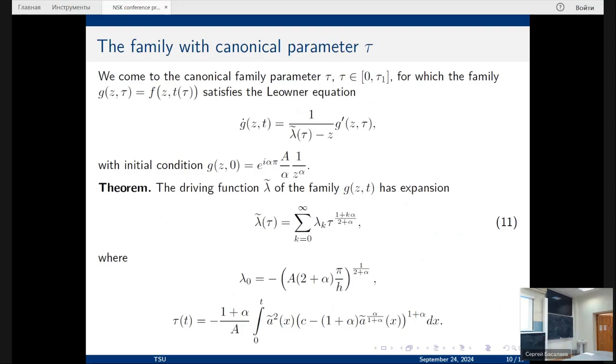I will draw your attention to the power of our series. It depends on the angle alpha. As I said before, we will investigate the expansion and how it looks with the conjugate angle alpha. So expansion number 11 is about the control function lambda, and the first coefficient lambda 0 looks like that. We can easily find it. The canonical parameter tau is found as the equation down there.